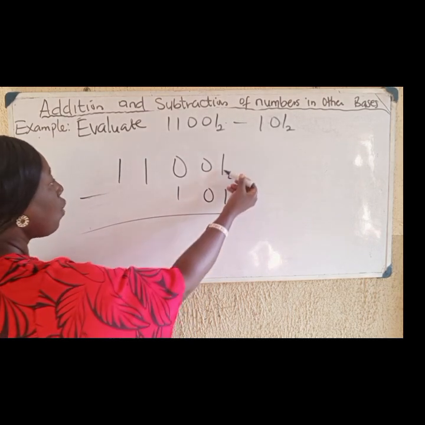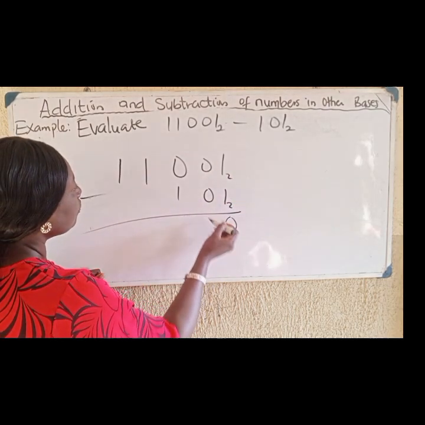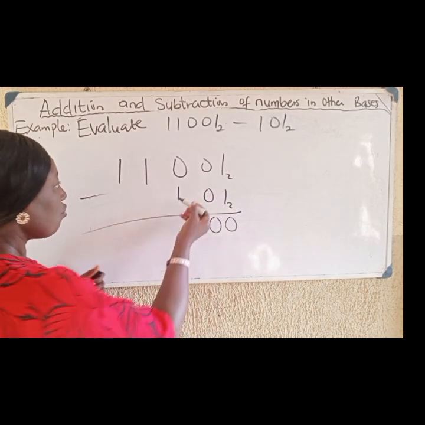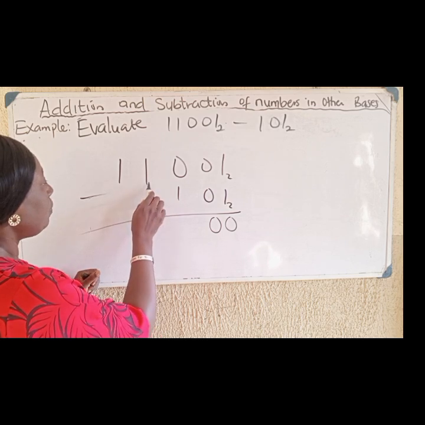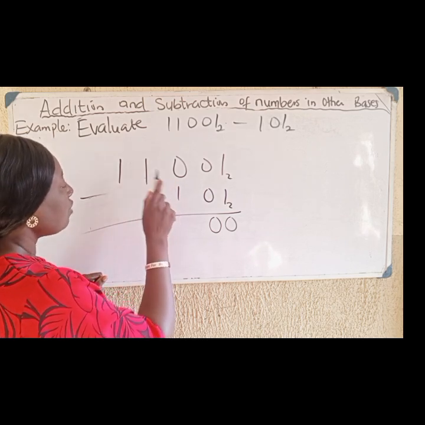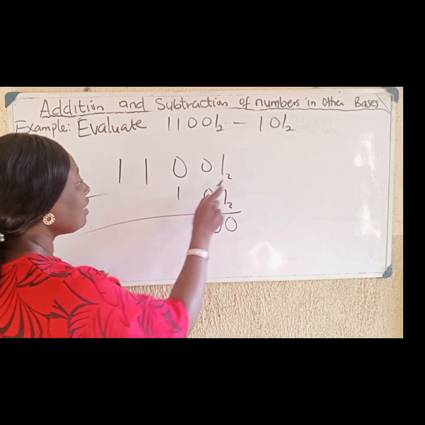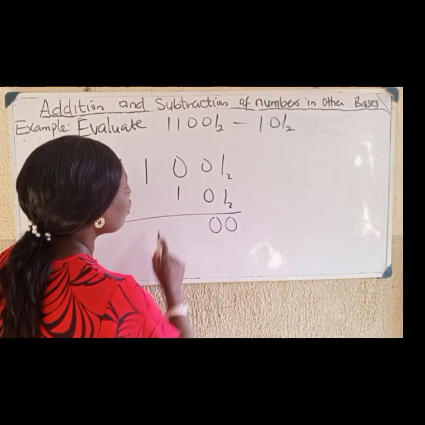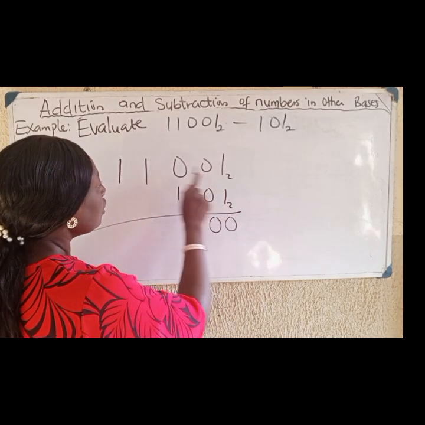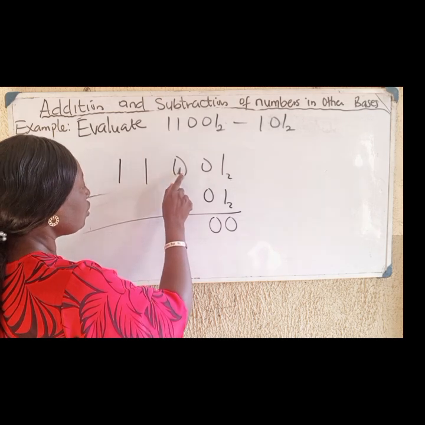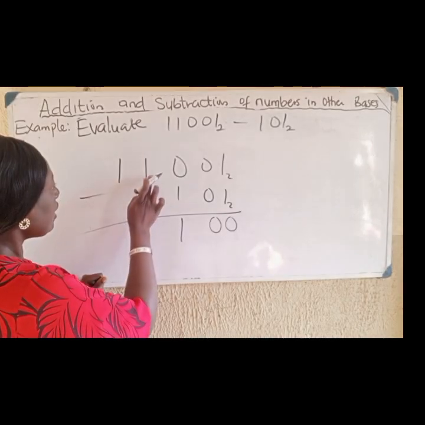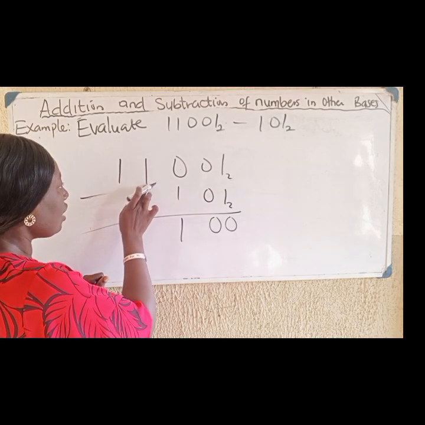I will subtract. 1 minus 1 will give me what? 0. 0 minus 0, 0. 0 minus 1. I cannot remove 1 from nothing. So I'll come to this place and borrow 1. And remember that I said once you borrow in any base, call it that base you are working with. So when I borrow 1 here, I will call it what? 2. So I'll add it to this place. 2 plus 0 is what? 2. And 2 minus 1 will give me what? 1.